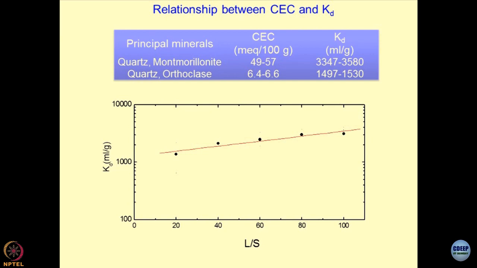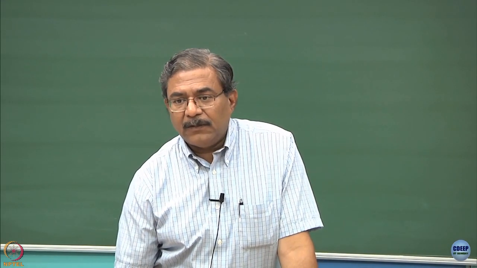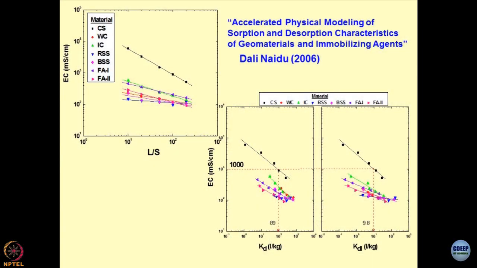So we have shown here KD is dependent upon L by S, different types of minerals are related to KD, to CEC. We have shown how KD changes with time, how KD changes with pH. So these are the subjects which have to be studied further. This is the thesis of my PhD student, Dr. Naidu, who is a faculty member now at IIT Chennai. He did remarkable work, and he was the first one to crack this problem of electrical conductivity of a geomaterial contaminant system directly giving the KD parameter. So imagine if I create some probes or sensors. Sensors will give me directly the EC value, and from that EC value, can I obtain the KD in sorption and KD in desorption? If this can be done, this would be an interesting thing.